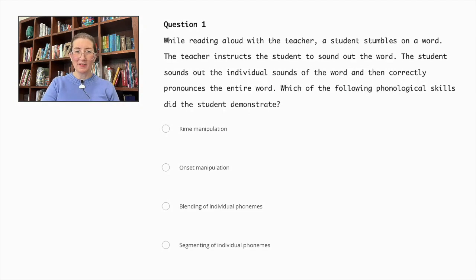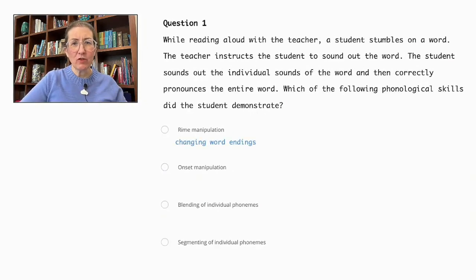Question number 1. While reading aloud with the teacher, a student stumbles on a word. The teacher instructs the student to sound out the word. The student sounds out the individual sounds of the word and then correctly pronounces the entire word. Which of the following phonological skills did the student demonstrate? Rhyme manipulation, onset manipulation, blending of individual phonemes, or segmenting of individual phonemes.